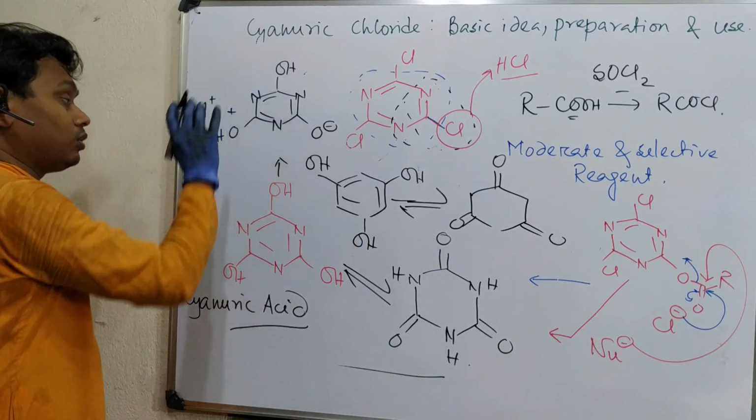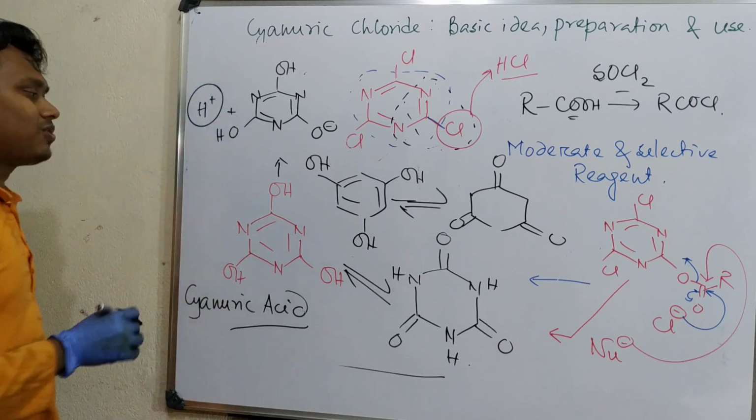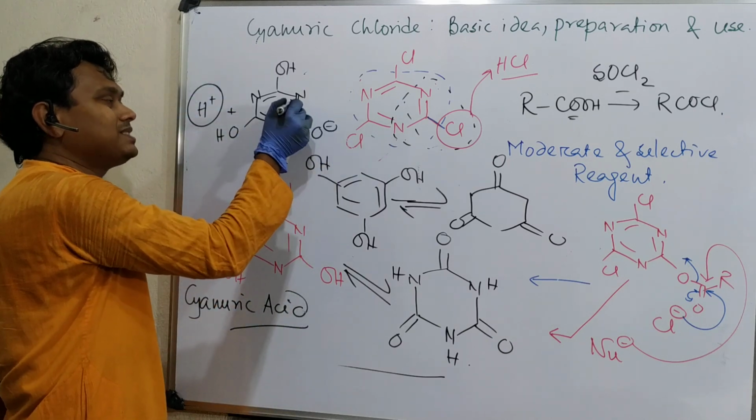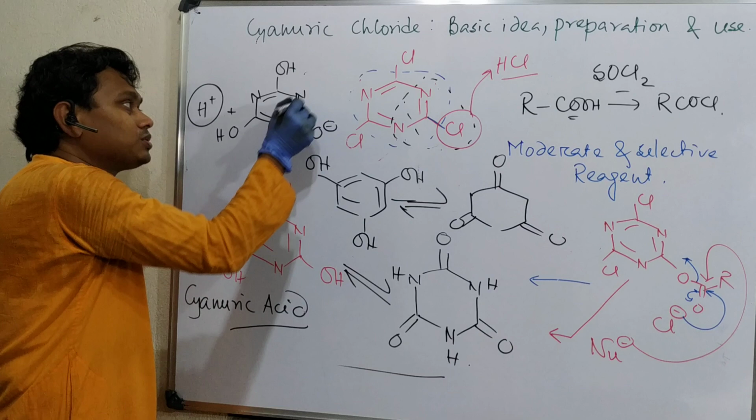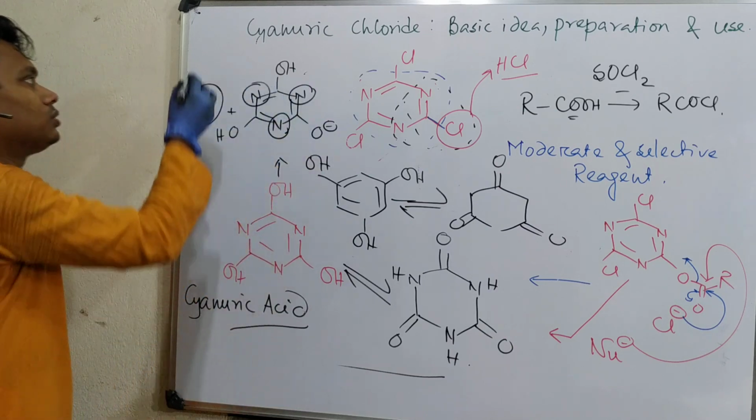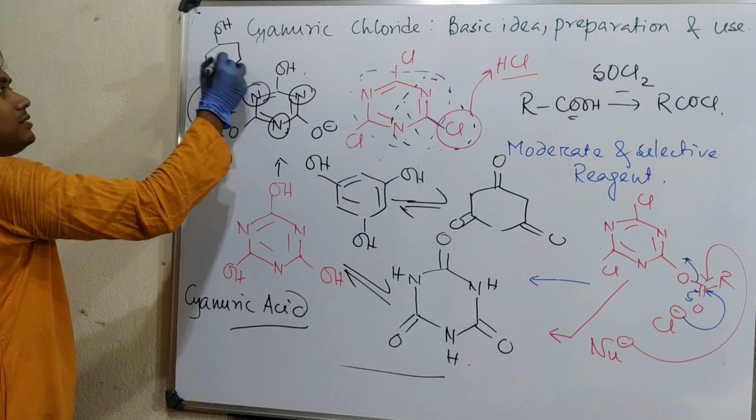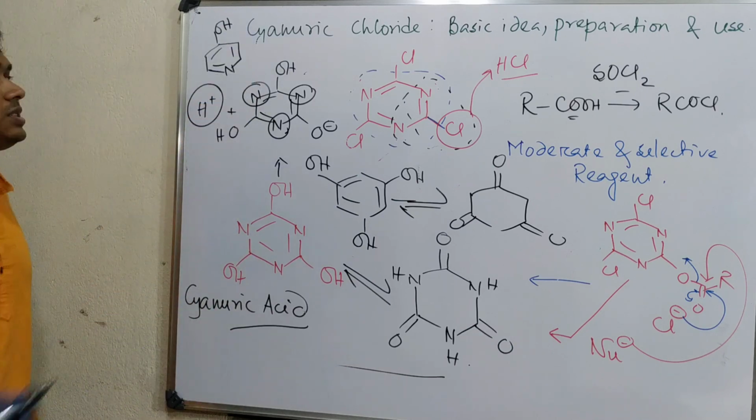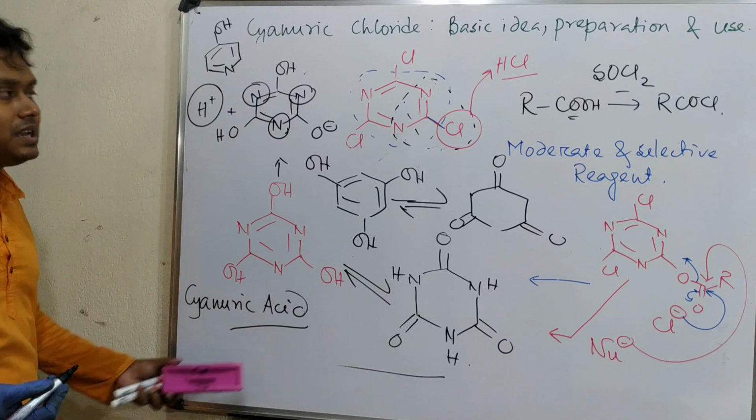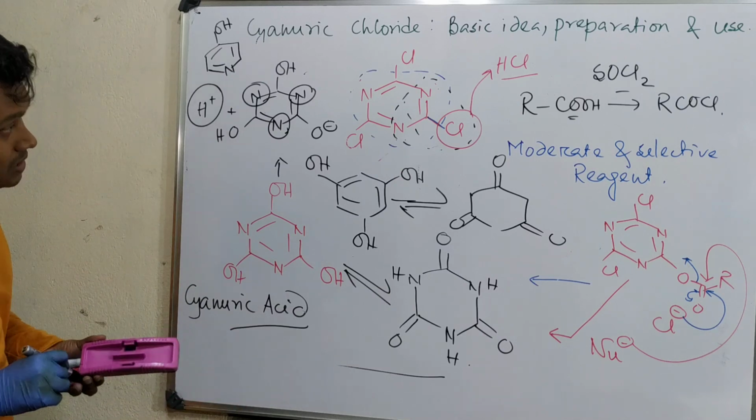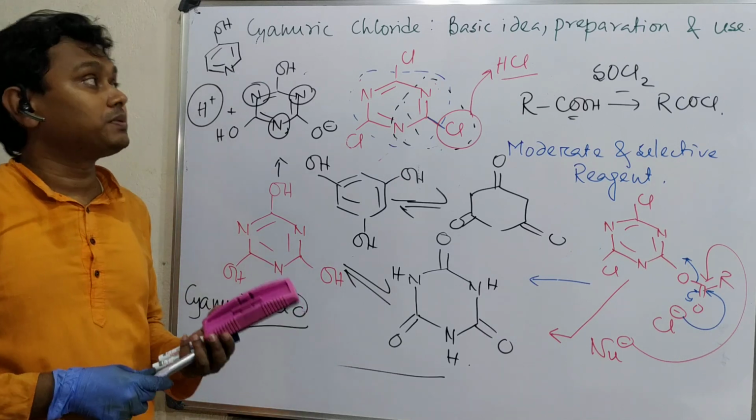Now, why is this so? Sorry, I forgot to mention why this is strongly acidic: because the corresponding conjugate base is resonance stabilized, because of 3 nitrogens, like pyridine. So you can remember that 4-hydroxypyridine, compared to phenol, is more acidic. Similarly, this is acidic. So this is the overall discussion about cyanuric chloride: preparation, properties and uses.